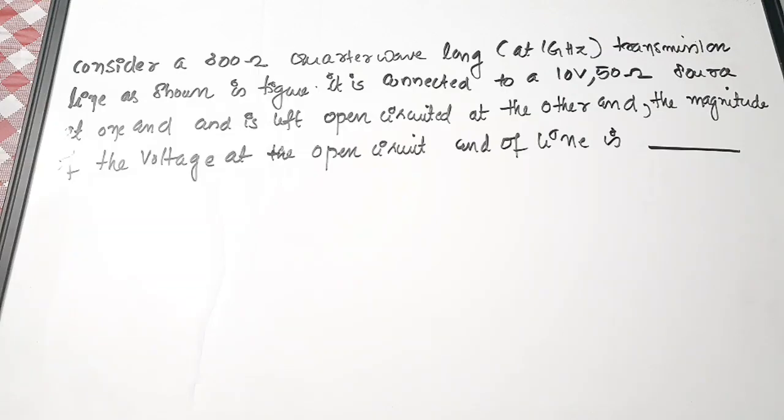The next question is, consider a 300 ohm quarter wave long transmission line. Mostly transmission lines will be quarter wave length only. Numericals, you can generally see these type of questions. Okay, lambda by 4 length or quarter wave length transmission lines.